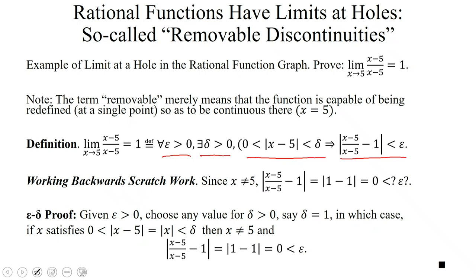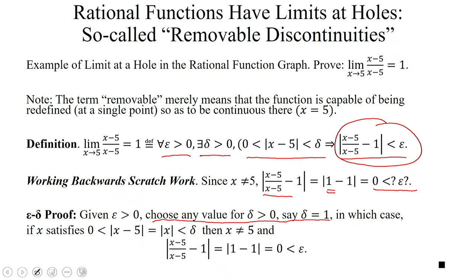Working backwards, we take a look at this last inequality. That's the one that we need to work with to control x minus 5. And so as long as x doesn't equal 5, (x minus 5) over itself is equal to 1. And 1 minus 1 is equal to 0. So the question is, what should delta be in order that 0 is less than epsilon? Well, this is probably the simplest limit proof you'll ever have, because you can choose any value for delta.